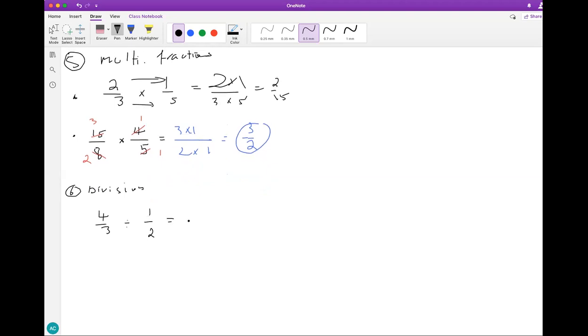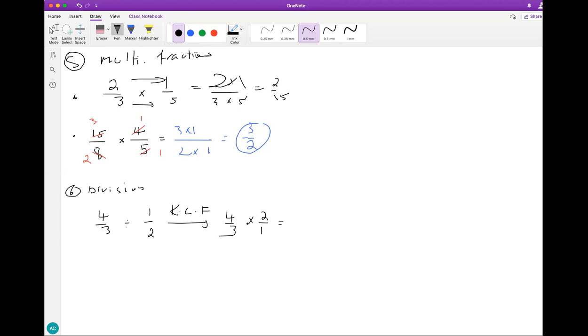So to do so, we do what we call keep, change, and flip. That's right. We keep the first one untouched. We're going to turn or change the division into a multiplication, like so. And we flip the second one only. Flip upside down, we get the reciprocal of it, which is this.